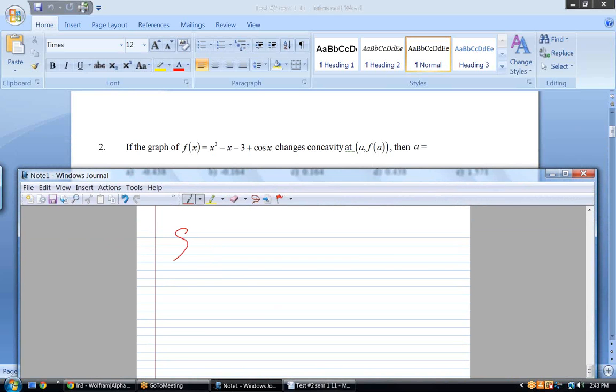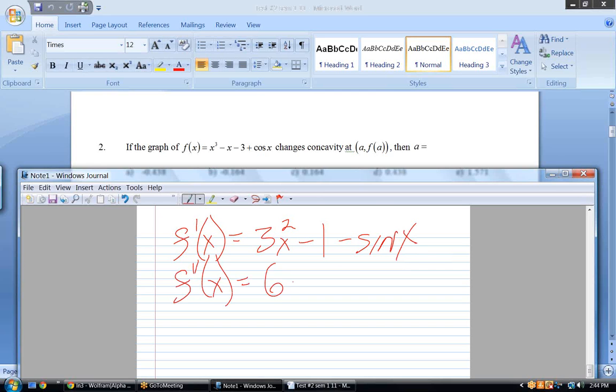Now let's see. F prime is equal to what? 3x squared minus 1, that turns into a 0, and then negative sine x. Second derivative? 6x, 0 plus cosine, or minus cosine x.